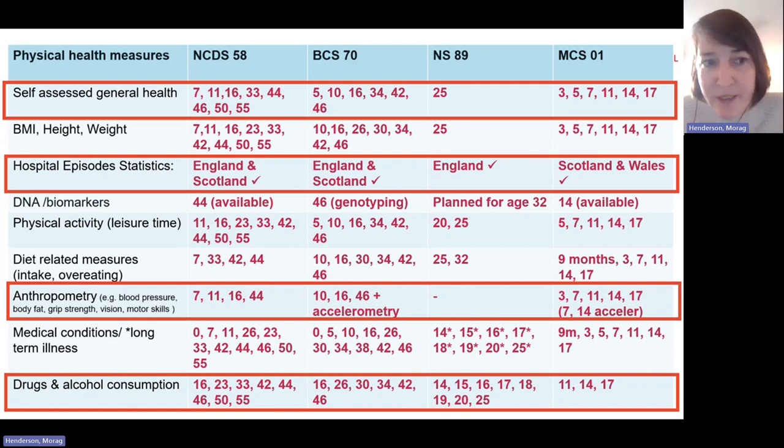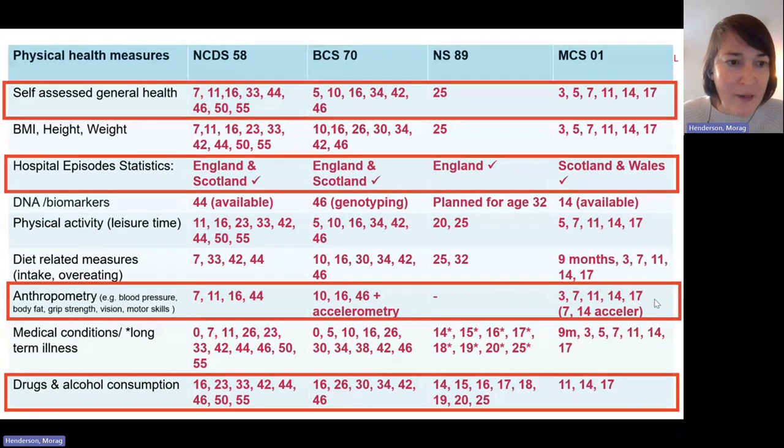Other things we capture, BMI and height. We have HES data linkage, so the hospital episode statistics. This captures incidences of hospitalisation for those who consented to that linkage. And we do have a specific webinar video on the CLS webpage that covers this information in a lot more detail. Anthropometry, Vanessa also mentioned, captures objective measures through blood pressure, body fat, grip strength and height and weight, for example. And again, that's captured well across the three studies that I've highlighted as having a strong health focus.